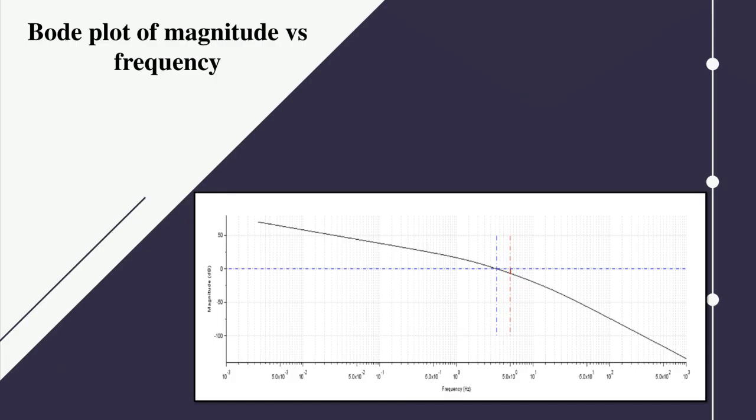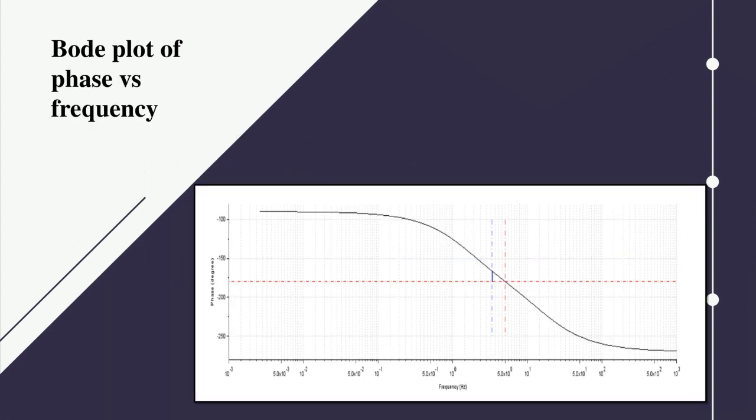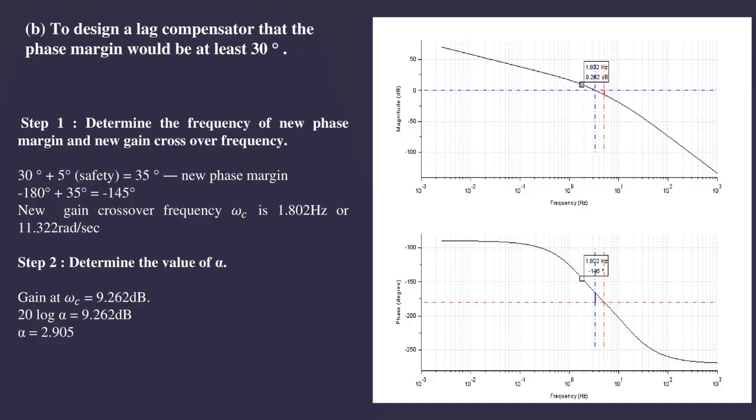This is the Bode plot of magnitude versus frequency that we can obtain from the command. And this is the Bode plot of phase versus frequency. I will continue the presentation of part B.